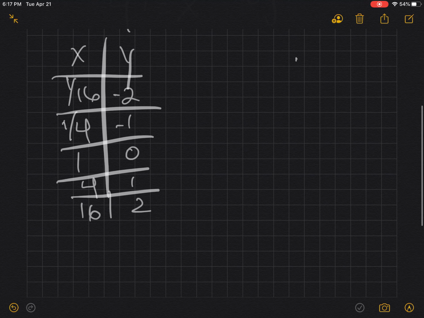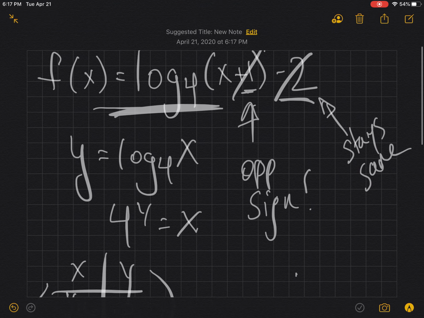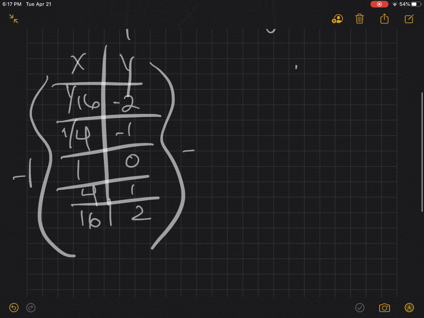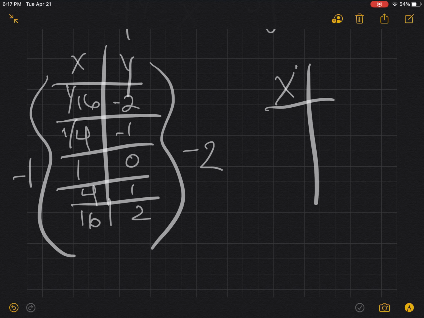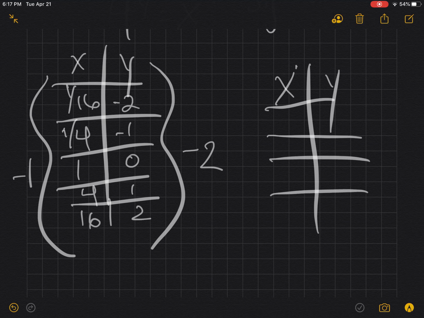So that plus 1, we're going to do minus 1 to all of these. And then that minus 2 is going to stay the same, and you're going to do that to your y's. That's going to give you your new table of values, and that's going to help you create a new graph.